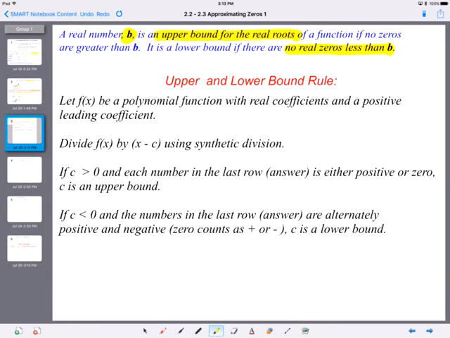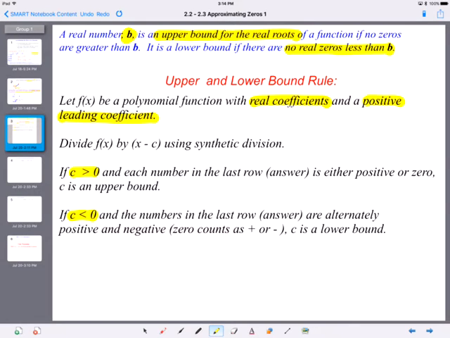So once again, just some information up front. Let f of x be a polynomial function with real coefficients and a positive leading coefficient. So we have to have that positive leading coefficient. And what we're going to do is divide by x minus whatever that c value is, using synthetic division. So we're going to pick a value that is greater than 0 for the upper bound, and then we'll pick a value less than 0 for the lower bound. So we just start with 1, and then we'll go up to 2, 3, 4, and same thing with the lower bound, -1, -2, and so on.